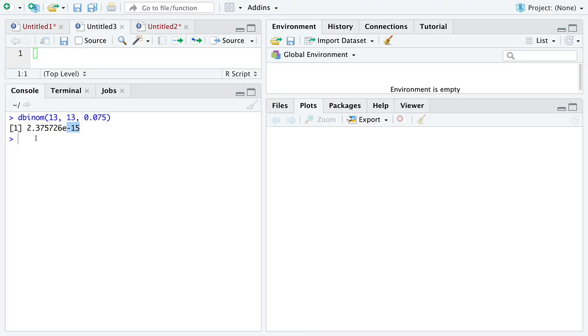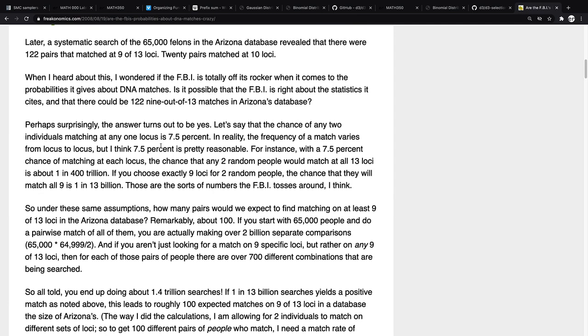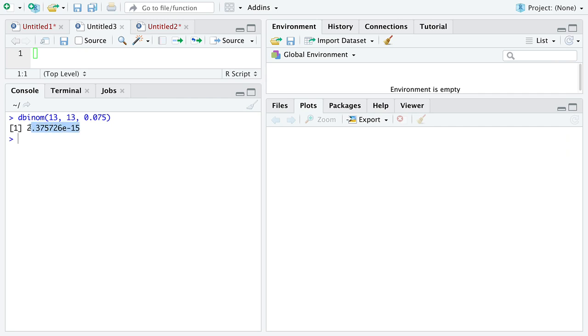So it's an incredibly tiny number. It's like 0.14 zeros and then a 2. So that's our calculation. And they say that any two random people should match at all 13 loci is about 1 in 400 trillion. Okay, so let's see how close our calculation comes to there. 1 in 400. Okay, we got 100,000, million, billion, trillion.